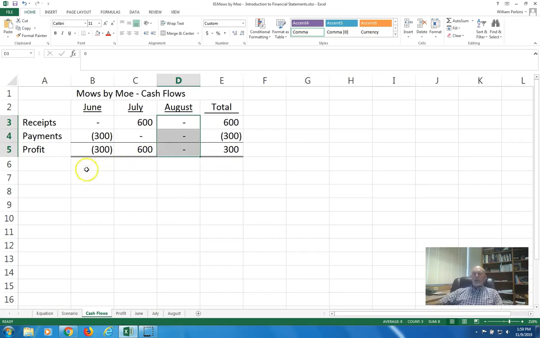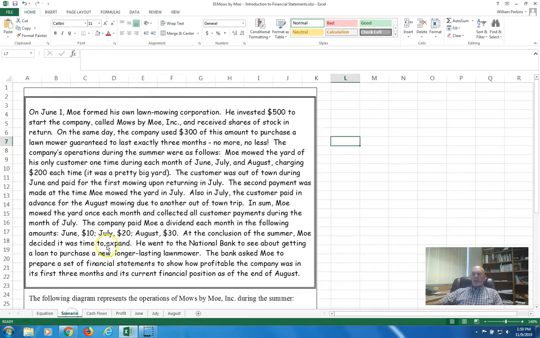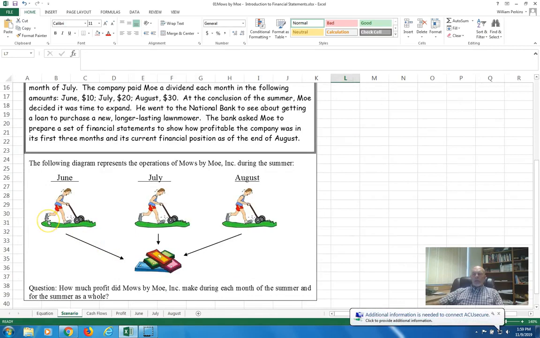We had a really rough start in June, fantastic July, and then, I don't know, like we quit or went on vacation or something in August. And really none of those things are true. If you think back to the scenario, we had a very stable business. We did the same thing every month. We mowed the yard once each month. And the only thing that was different was the fact that the customer was out of town and all the money was collected in the month of July.